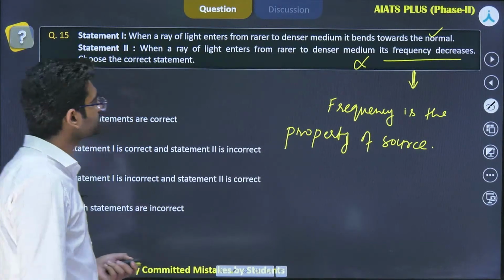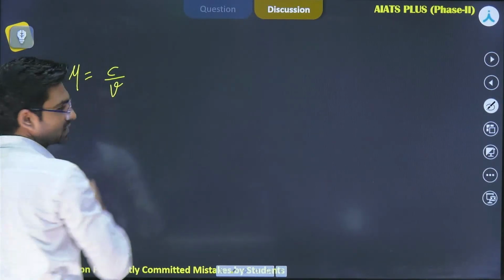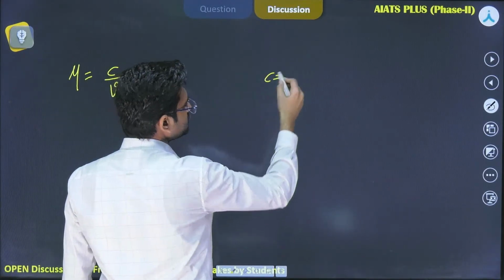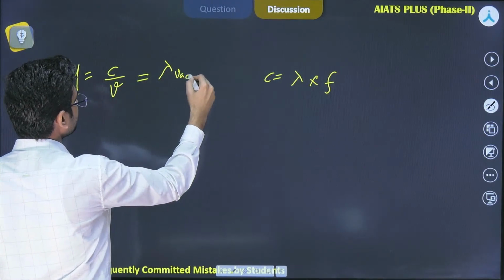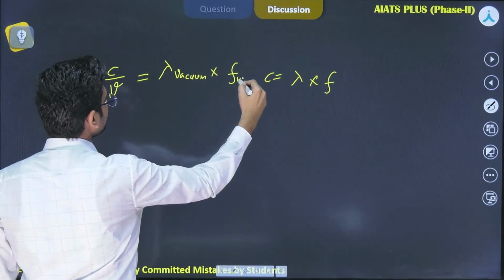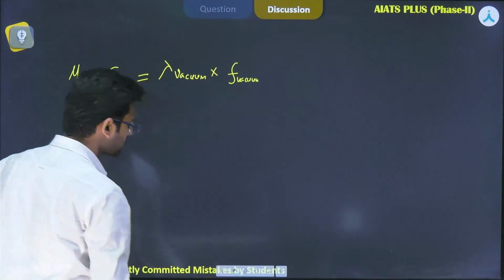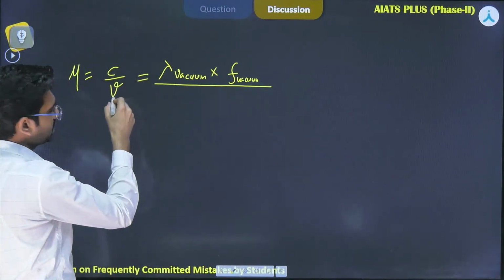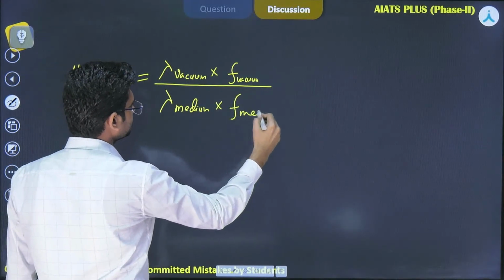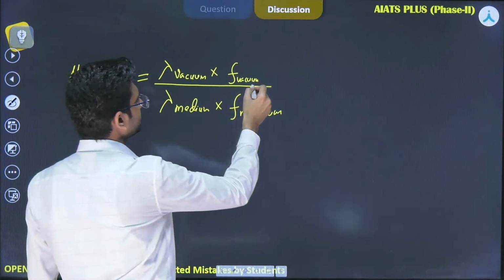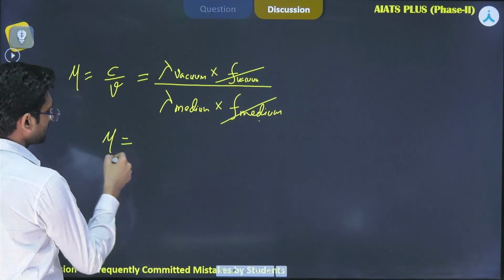Okay, let's see some concepts here. So we know that mu, that is equal to refractive index, is equal to C by V, right? And C is the speed of light in vacuum. So C can be written as lambda in vacuum into frequency in vacuum. Again, V is the speed in some medium, any medium, so I can write lambda in medium into frequency in medium. Since we know that the frequency in vacuum and frequency in medium will remain the same, this will get cancelled out.